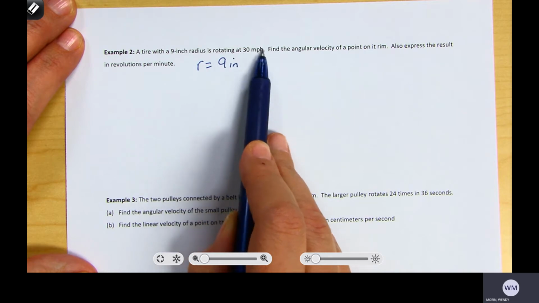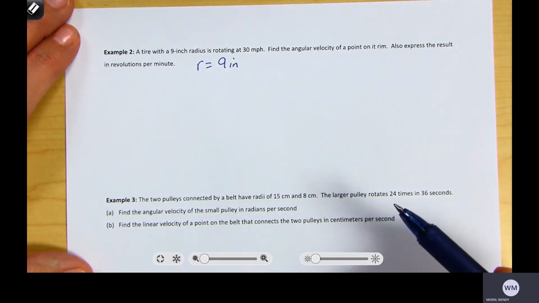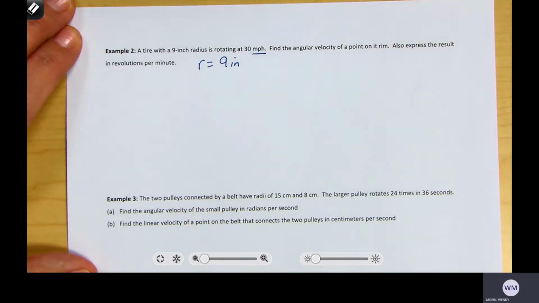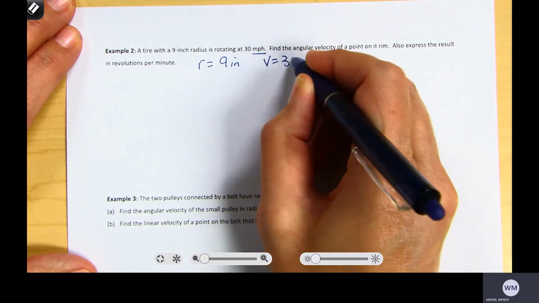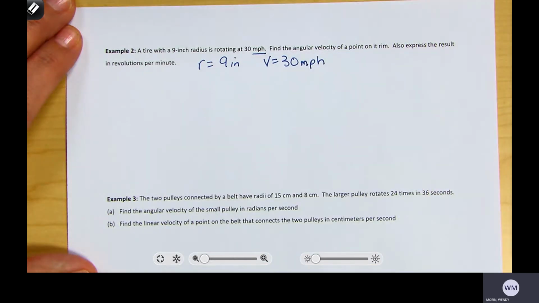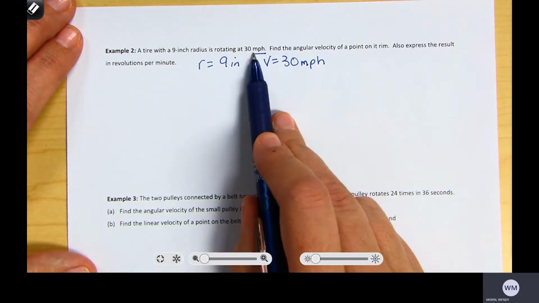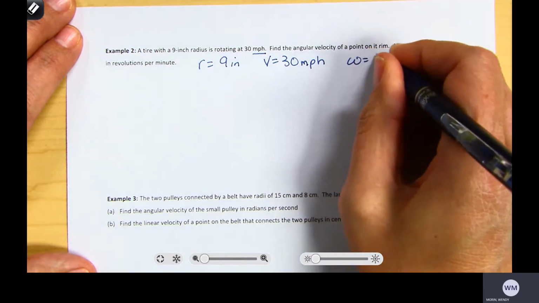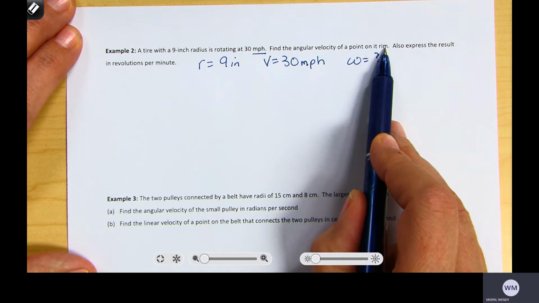So is this linear velocity or angular velocity? They didn't tell us. Well, actually, they did tell us because they said miles per hour. Miles is a length, so this has to be our linear velocity. Because of the unit, it has to be linear velocity. Find the angular velocity. Well, that would make sense. If they give you the linear velocity, they're not going to ask you to find the linear velocity. Find the angular velocity of a point on, let's just say, its rim.